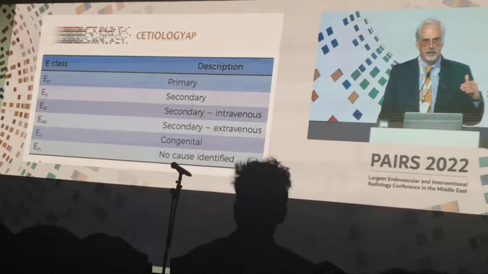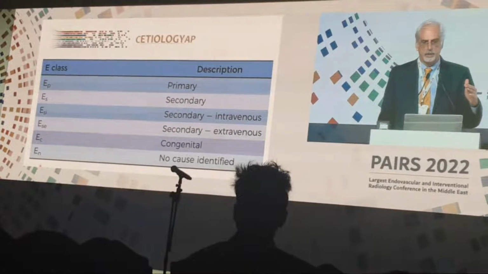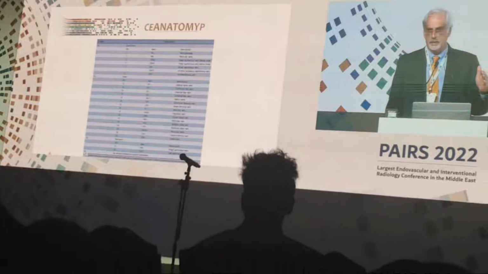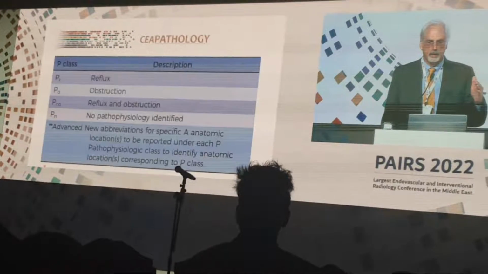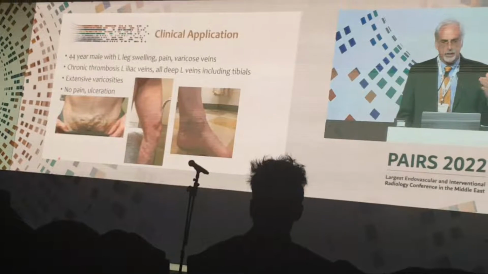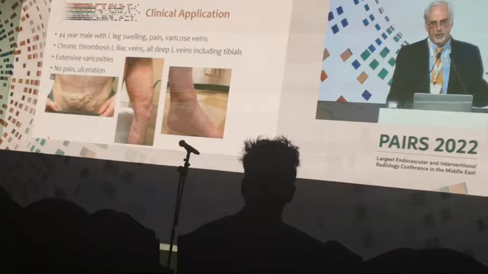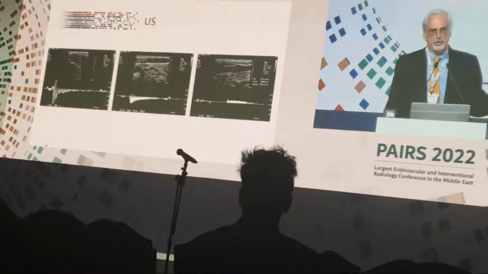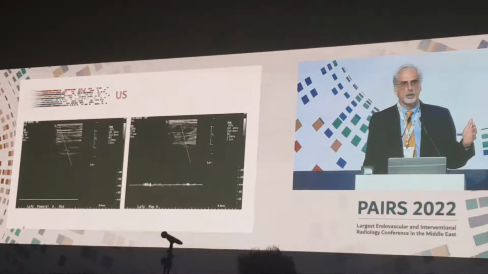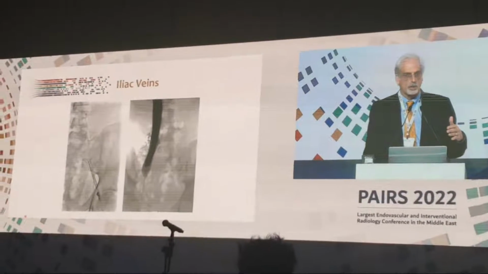This is the etiology, which is a little more complicated, but can be useful. This is anatomy, very complicated. I am not going to spend time in my clinic trying to figure this out. And then pathology, this is something I'm just going to note. So this patient, the same patient, we're going to do his scoring again. His ultrasound shows reflux in the superficial system, occlusion in the deep. This is his occluded iliac veins.